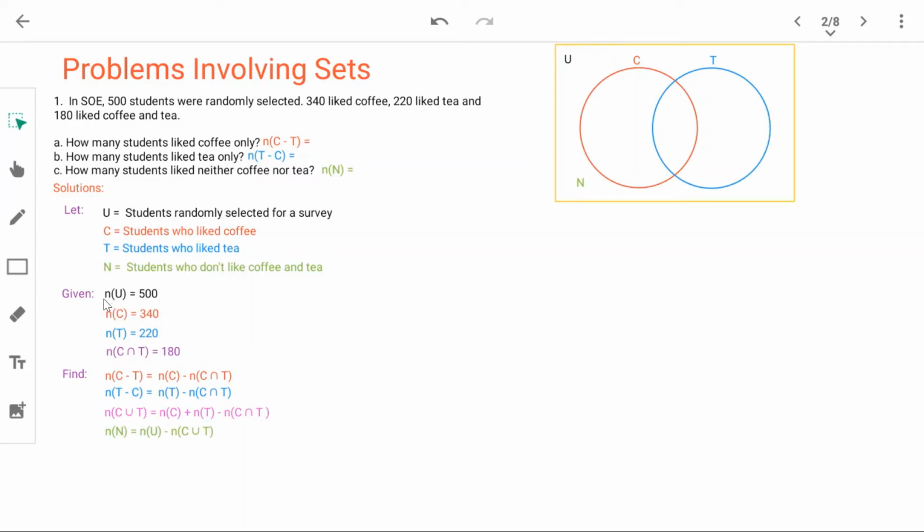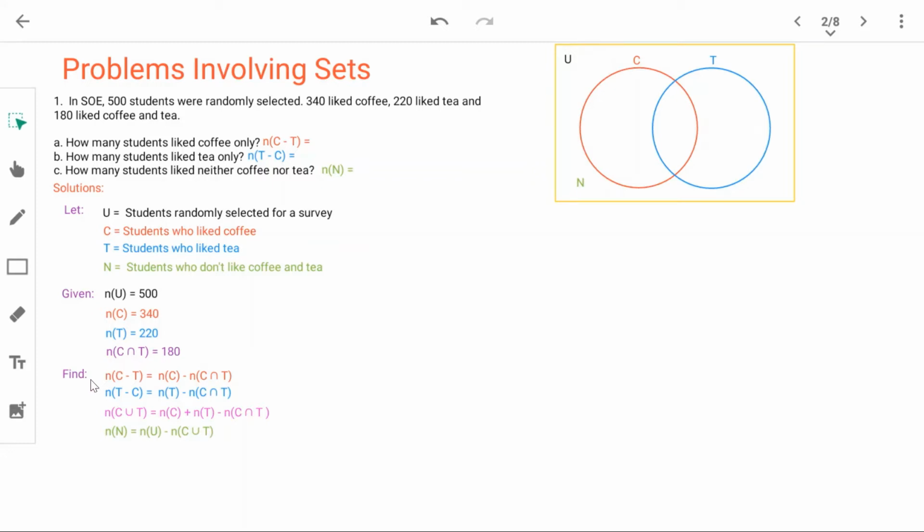The cardinality of the universal set. When we say universal set, this refers to all the students who were randomly selected, which is equal to 500. The cardinality or number of students who like coffee is equal to 340 of them. And then the number of students who like tea is equal to 220. And the cardinality of the students who like both coffee and tea is equal to 180.